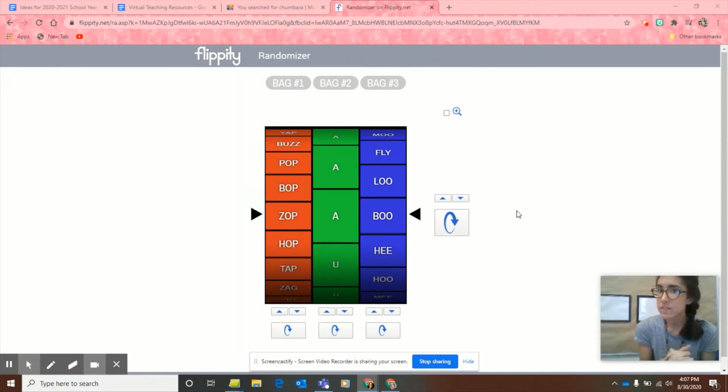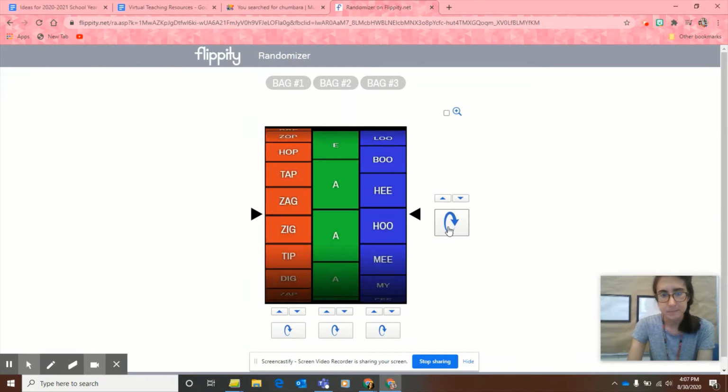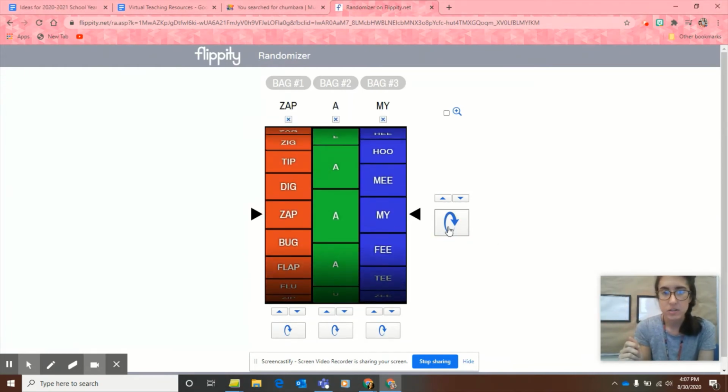So after you're done with the video, you're going to go to the next step in the directions on Teams, and you'll be able to click the link to go to this site. Once you're here, see how it says bag 1, bag 2, and bag 3. But instead of reaching into a bag, we are going to click the spinner at the side. If I click the spinner at the side, here's what happens. All three bags scramble, and at the top, it shows you that your word is zap-a-my. Zap-a-my, or maybe you would say zap-a-me.